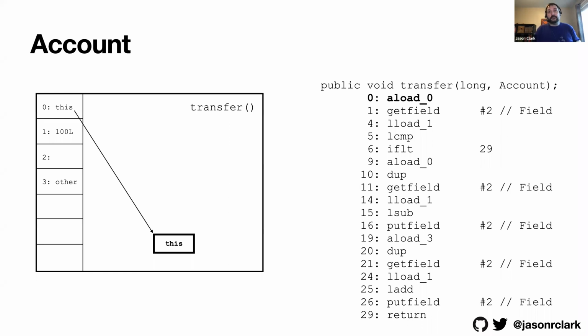So our first step, we load this to put it onto the stack, and then we do a get field to get the value from its balance. So that puts 10,000 from our original starting balance onto the stack. We're then going to iload 1. So this is the amount that we're wanting to transfer that we passed in as a local argument. We're going to put that onto the stack as well. And then we're going to compare them.